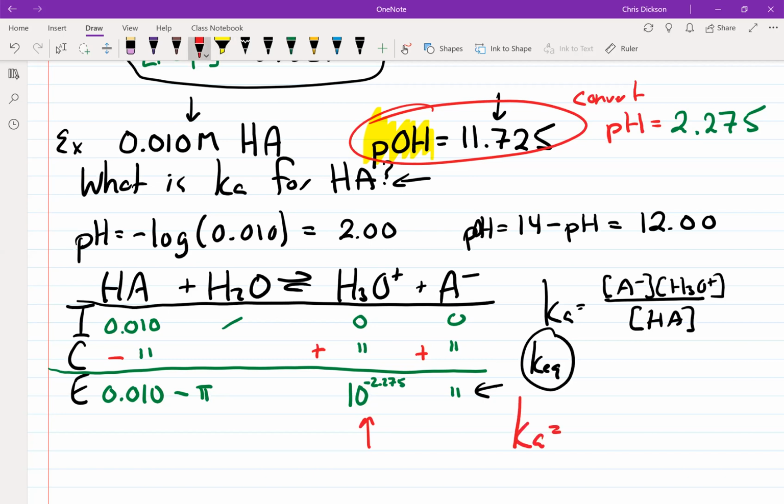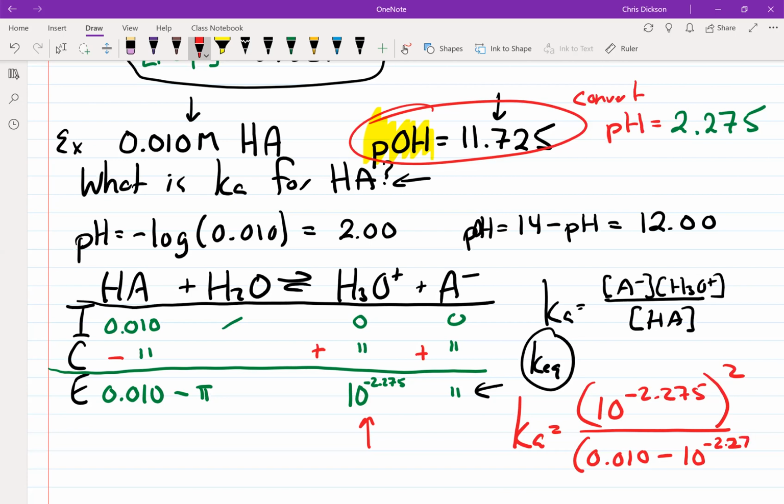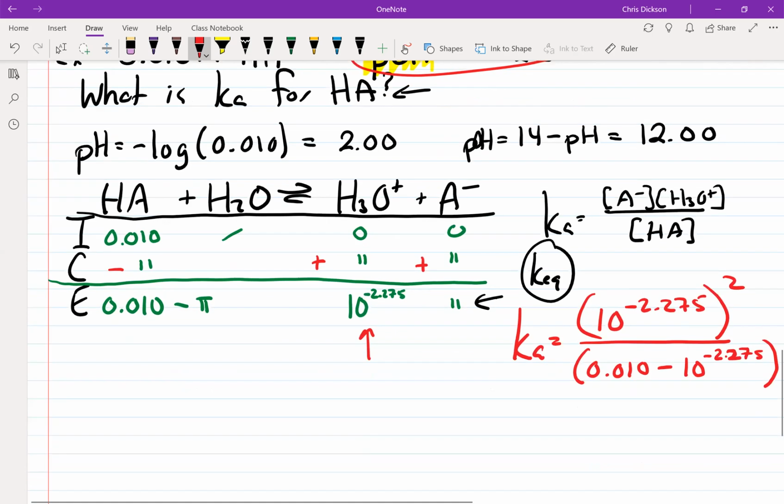So Ka is the concentration of each of those ions, which is the same. So 10 to the negative 2.275. I've got to square that number. And then I've got to go on the bottom here, 0.010 minus 10 to the negative 2.275. So if you guys could work that out, if you don't mind, just because I'm going to use my calculator here, and it's very easy for me to type in the wrong thing.